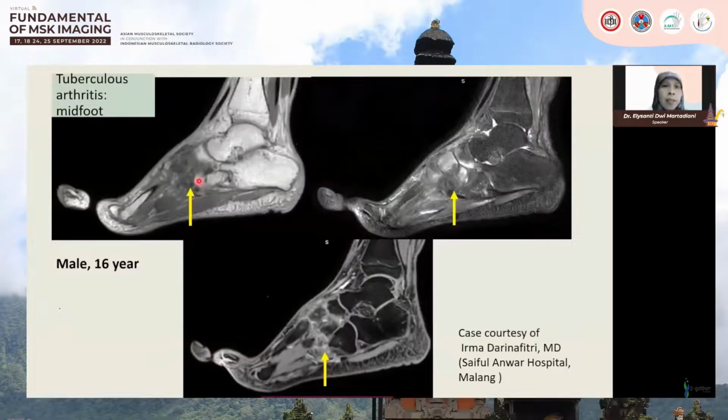This case is about tuberculous arthritis of the midfoot. We can see here multiple sites of proliferation of the synovium and also marrow changes in the adjacent bone that look hypointense on T1 and become hyperintense on T2 fat-suppressed, and show heterogeneous contrast enhancement of the synovial proliferation and also the adjacent bone.